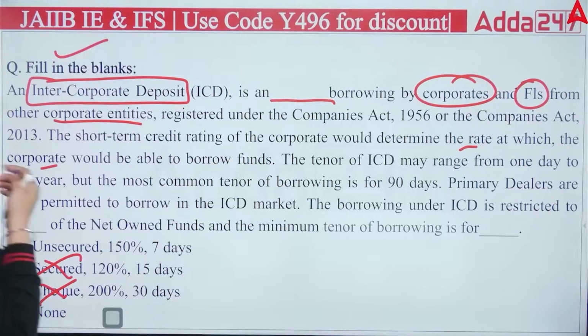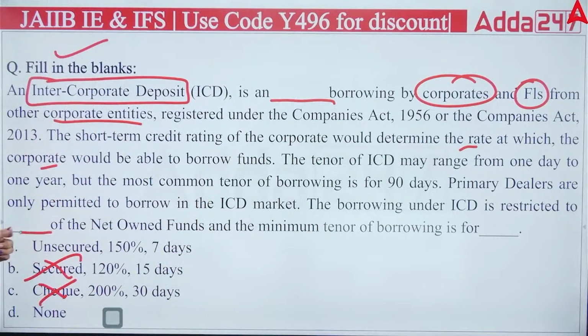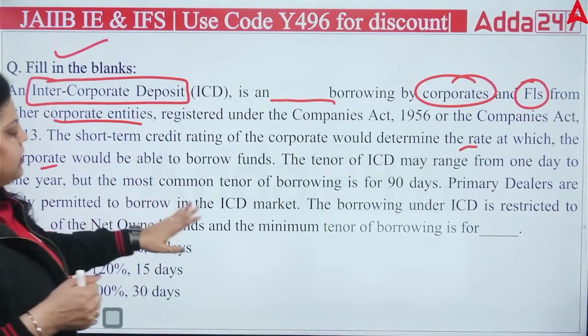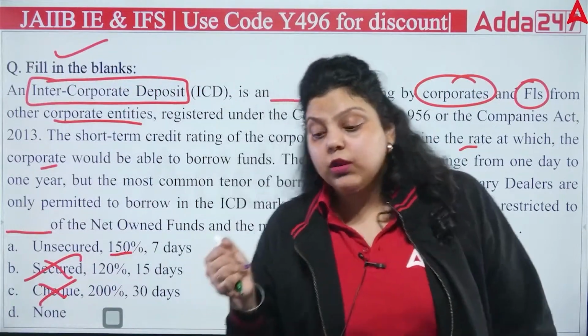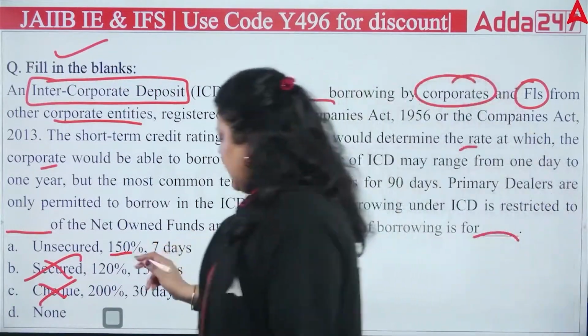Next, the borrowing under ICD is restricted to dash of the net owned fund. What percentage of net owned fund is allowed to be borrowed in the intercorporate deposit? The answer is actually 150%. 150% of the net owned fund can be borrowed through ICD. And the next is talking about the minimum tenure of borrowing being dash. For how many days can you borrow, that is the minimum duration, and it is 7 days.